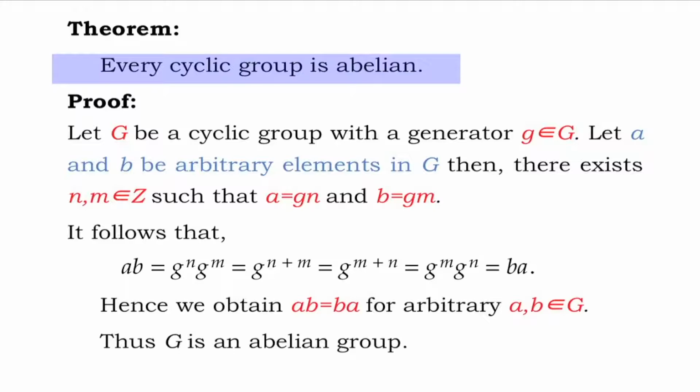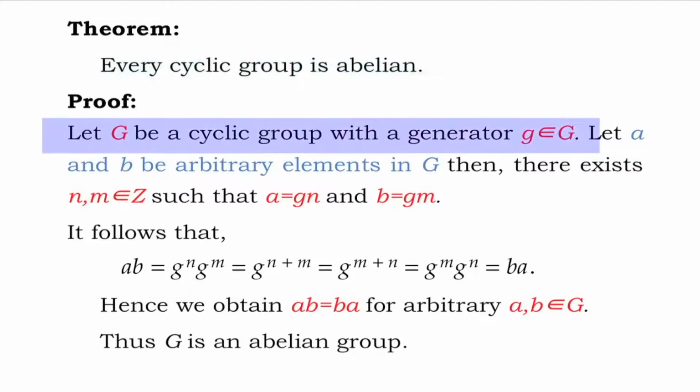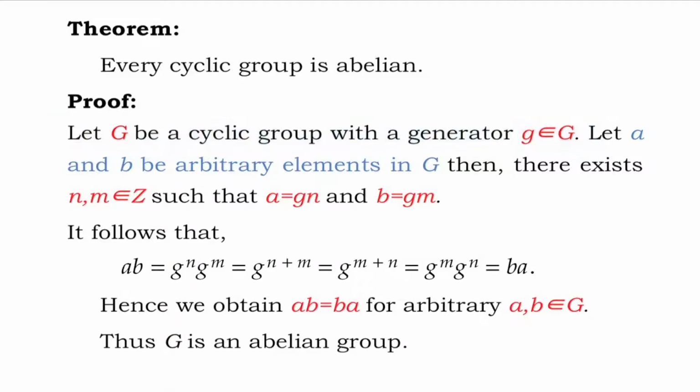Every cyclic group is abelian. Proof. Let G be a cyclic group with a generator g belonging to G. Let a and b be arbitrary elements in G. Then there exist some n, m belonging to the set of integers Z such that a is equal to g power n and b is equal to g power m.